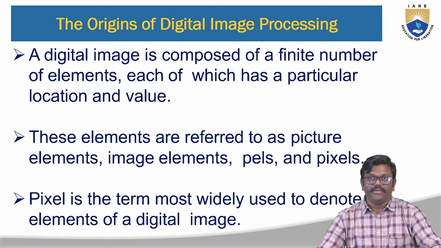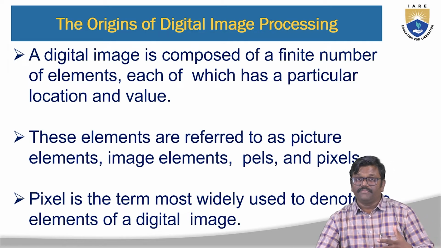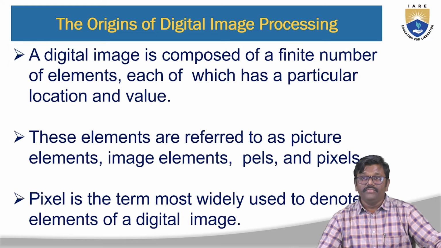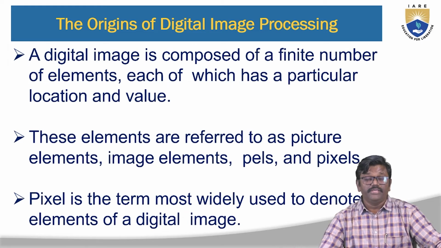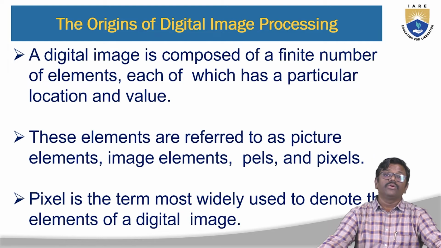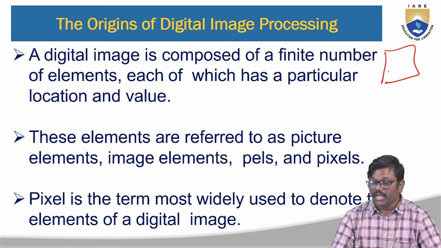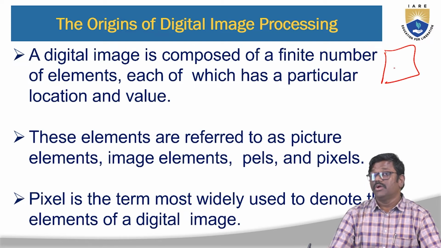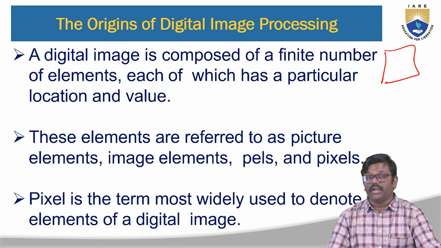So coming to the point, as we understood right now, the number of pixel neighbors is composed of a finite number of elements, each of which has a particular location and value. That's what I told you. So neighbors of a pixel help us to understand that each of which has a particular location and value.